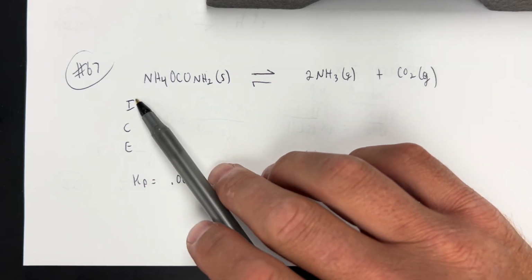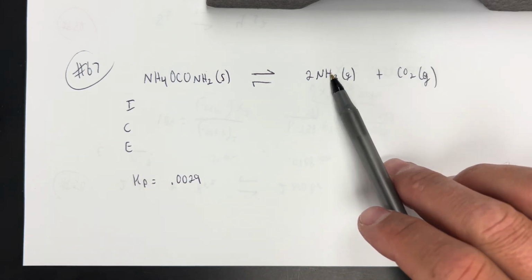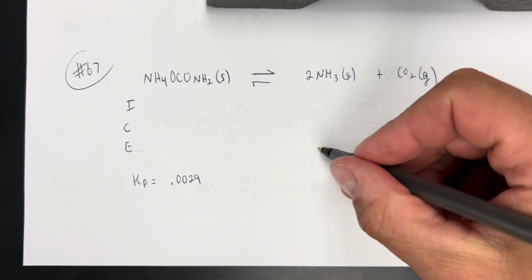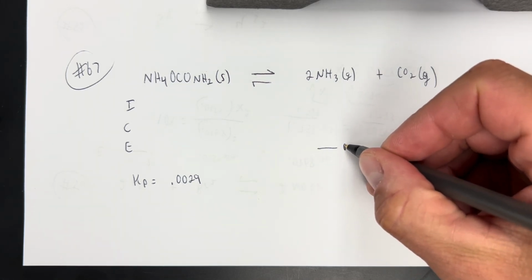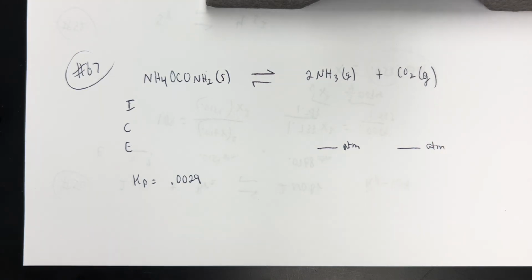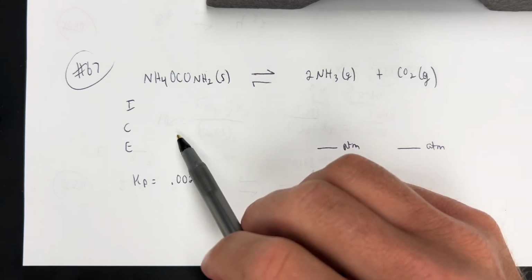So I did set up an ice table here. Really, this is asking what are the pressures of these two at equilibrium. So what is this pressure at equilibrium? How many ATMs is this? And how many ATMs is this? It doesn't give us how much of this we had initially. We don't really need that.